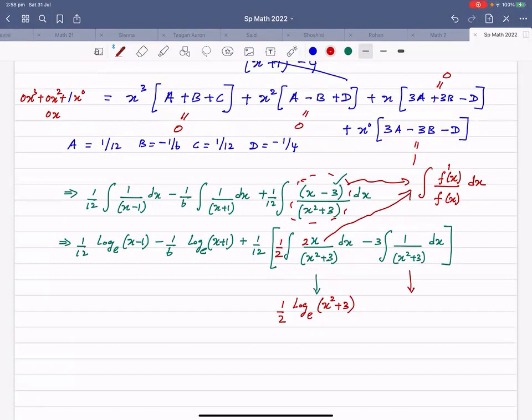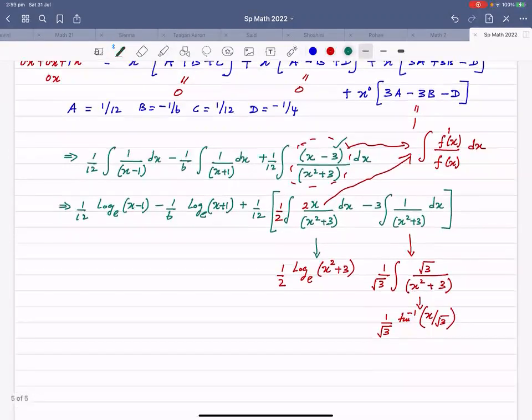So here, integration 1 divided by x squared plus 3. So what I'm going to do is, I'm going to introduce square root 3 here and x squared plus 3 here and divide by square root 3 here. Then when I do that, this would be tan inverse x divided by square root 3. Okay, so you have to do it very carefully. Then we will compile everything here.